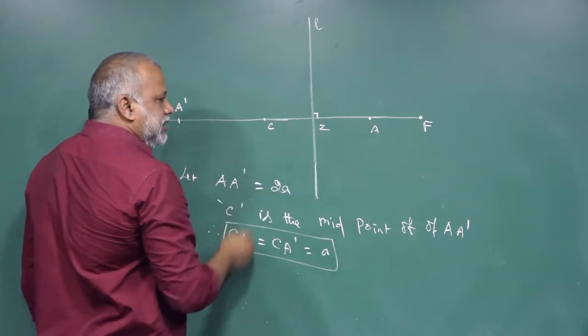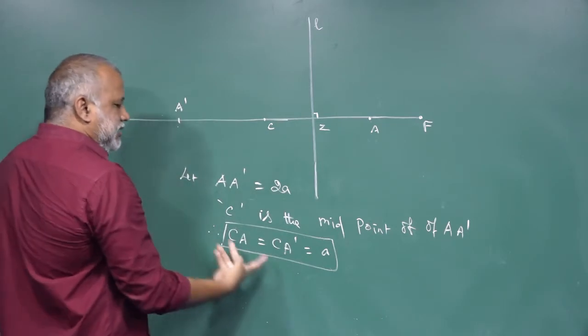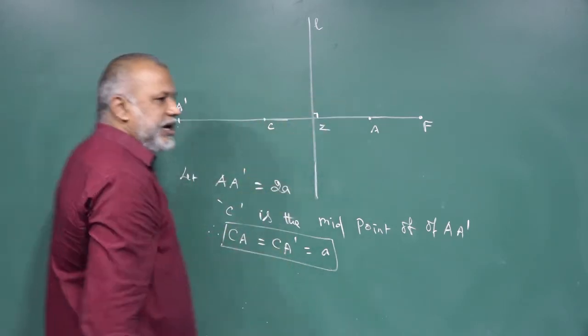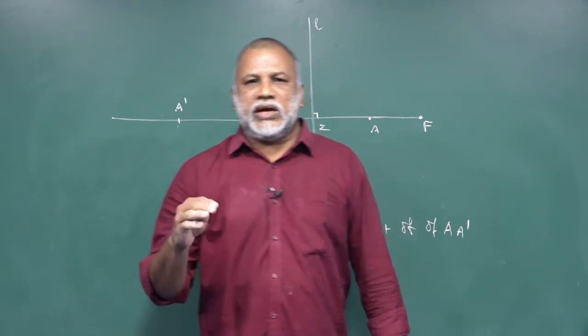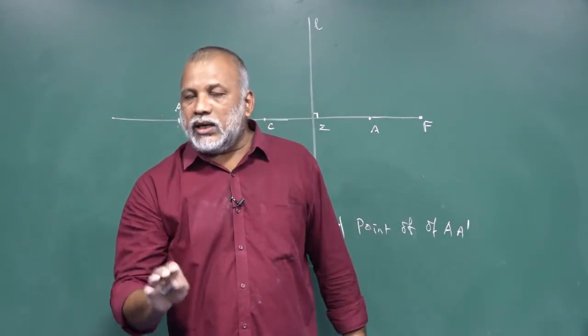That must be equidistant. CA equal to CA dash equal to a. Total distance A A dash equal to 2a. Once again, so far, listen to all the explanation.